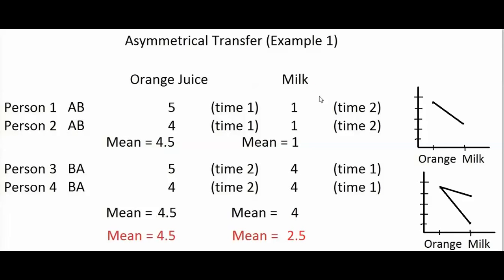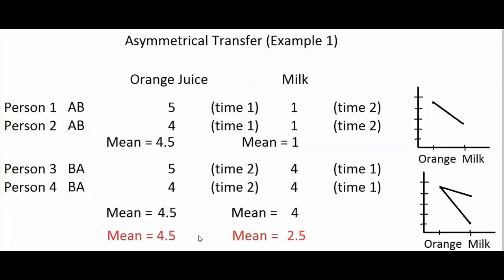But the main problem with having asymmetrical transfer is that this really low average down here is dragging down the overall average of the milk ratings. If you wanted to compare orange juice with milk, you would need to calculate the average of all 4 orange juice ratings, add them and divide by 4, and you need to calculate the mean average of all 4 milk ratings by adding them and dividing by 4. The average of the 4 orange juice ratings is 4.5, and the average of the 4 milk ratings is 2.5.